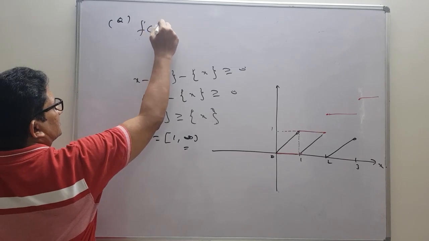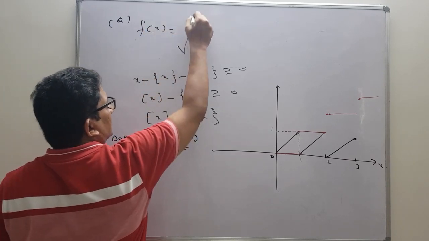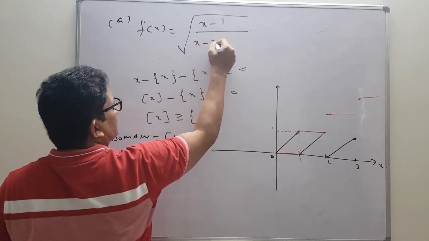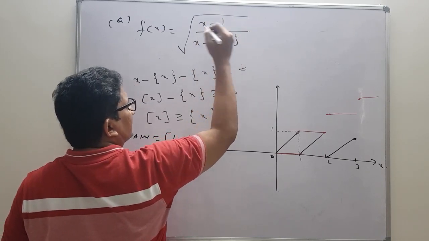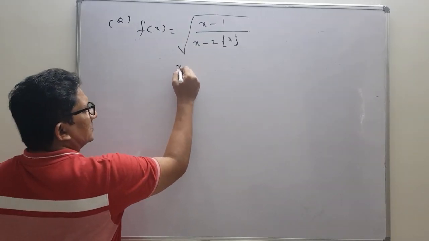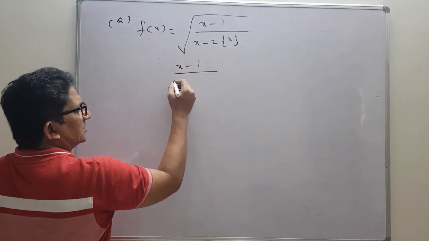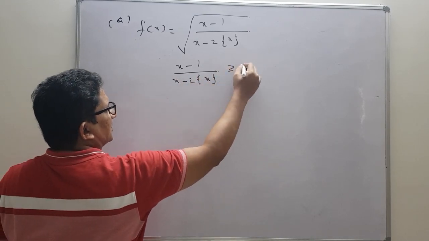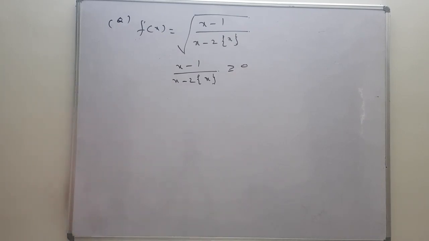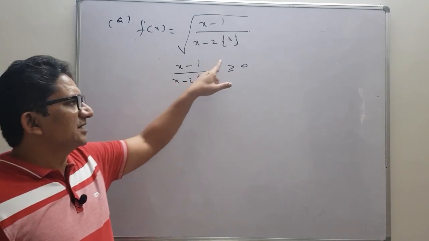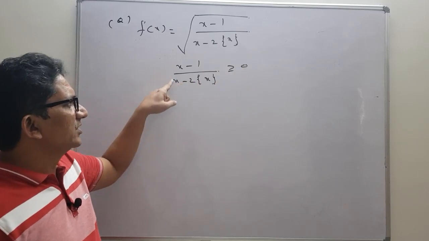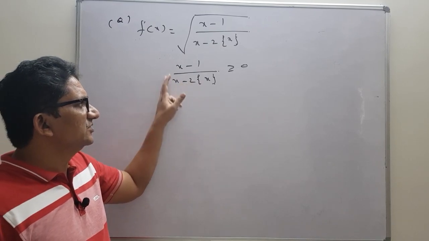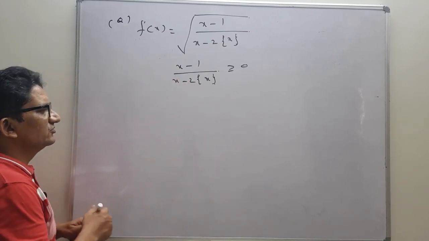Find the domain of the function square root of (x minus 1) divided by (x minus 2 times the fractional part of x). Students, we know the condition. We need to maintain this one: (x minus 1) by (x minus 2 times the fractional part of x) should be greater than or equal to 0. So now here again p by q is greater than or equal to 0, but we don't know the status of either of these two. Whether it is always positive, we can't guarantee, and for these two we don't know the status. That's why we need to make two cases.